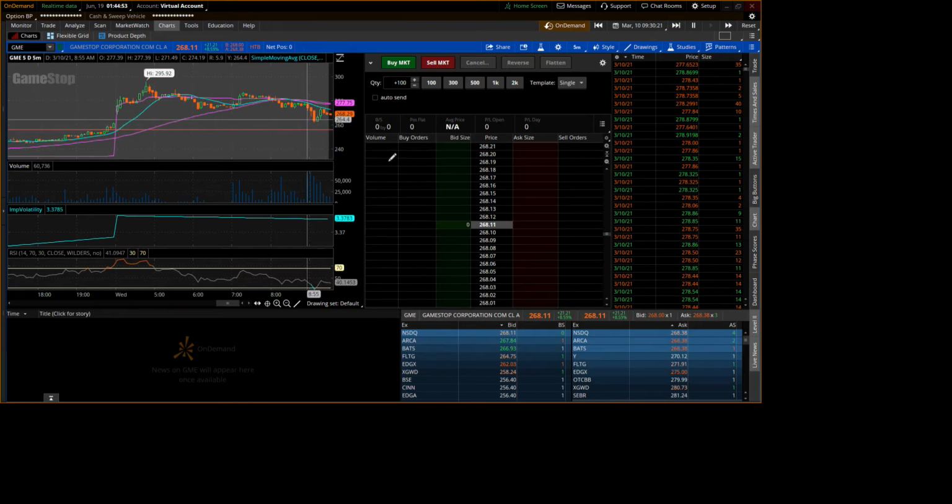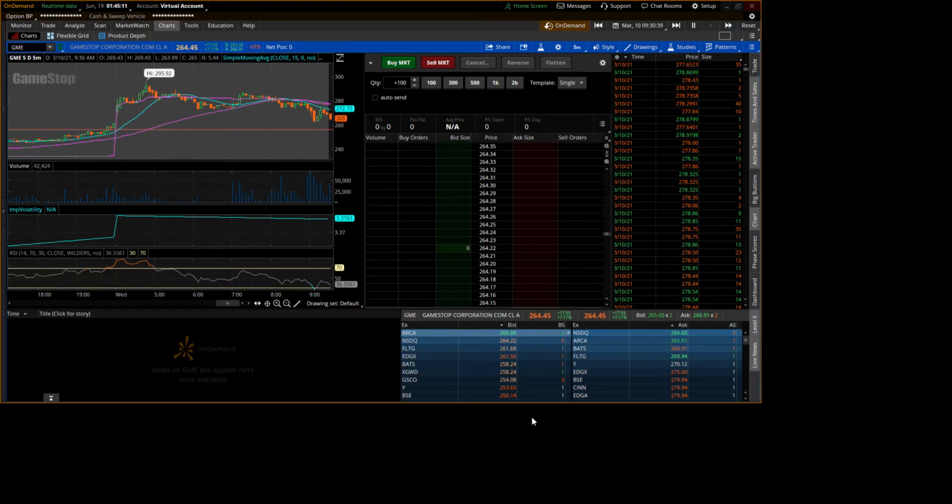Okay. So how do I do that? I have to look at the level 2 down here and the time and sales. This is the time and sales. It shows me the transactions. Right now it's not working for some reason. And the level 2. Okay. Level 2 is very crucial because it tells you everybody who wants to buy.